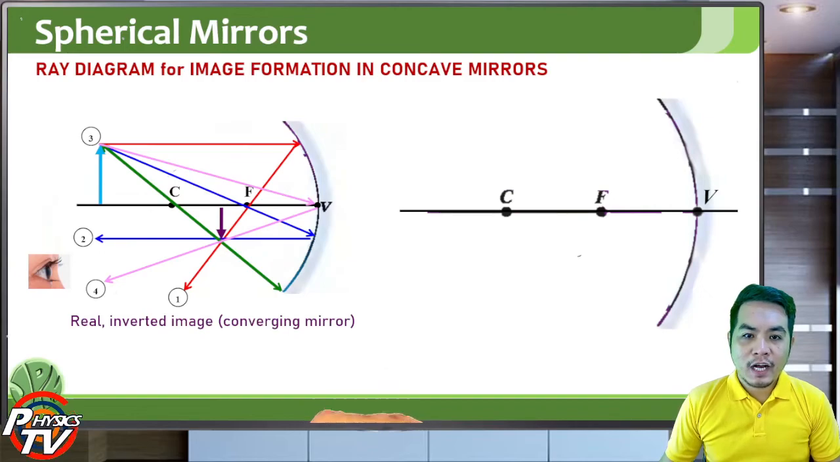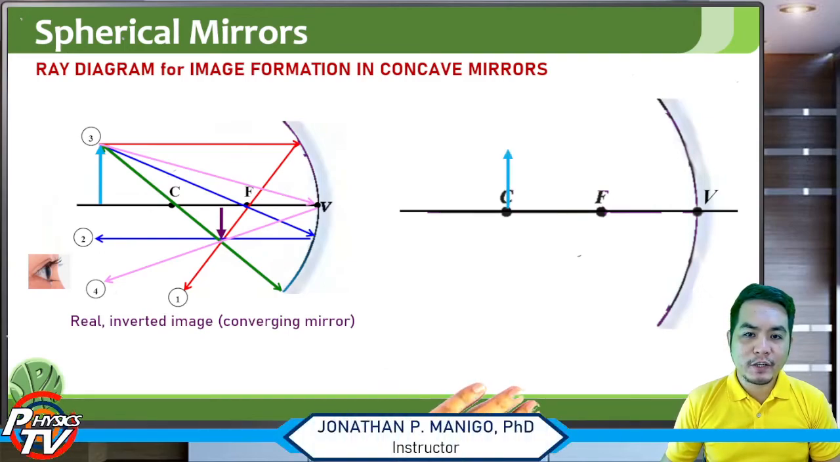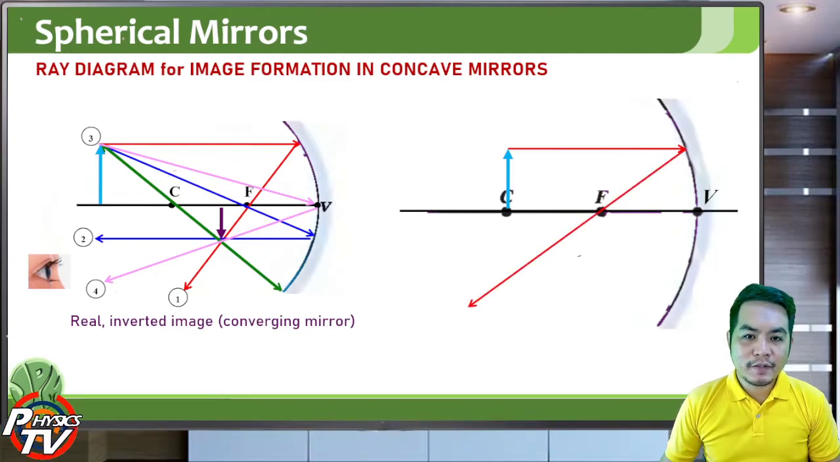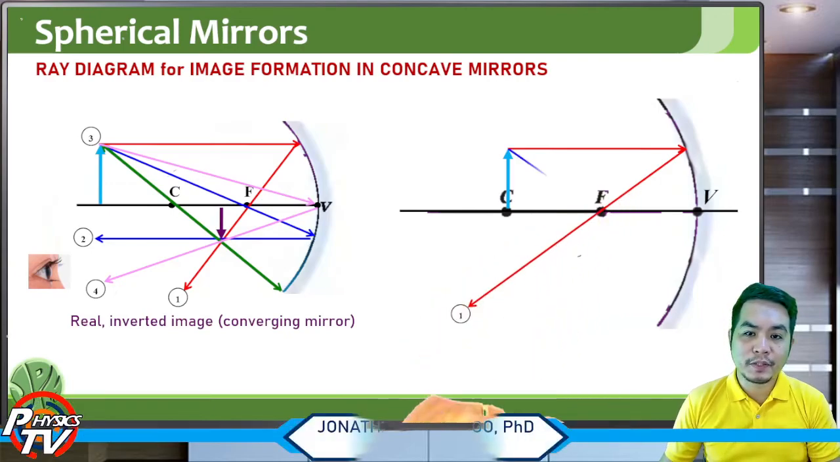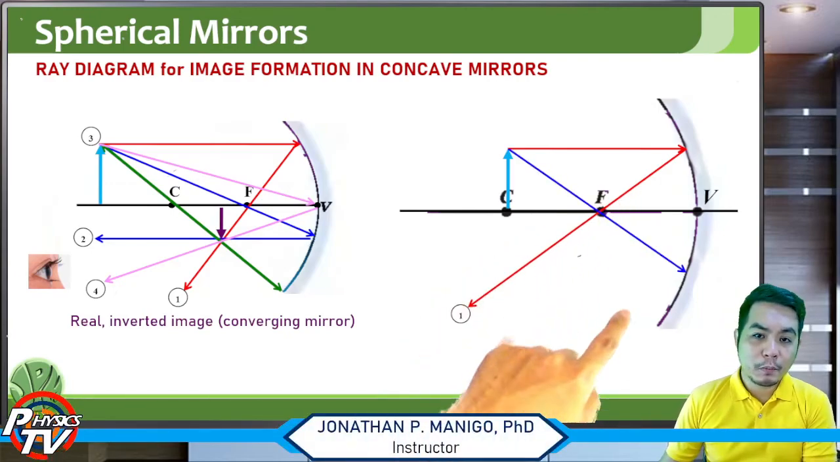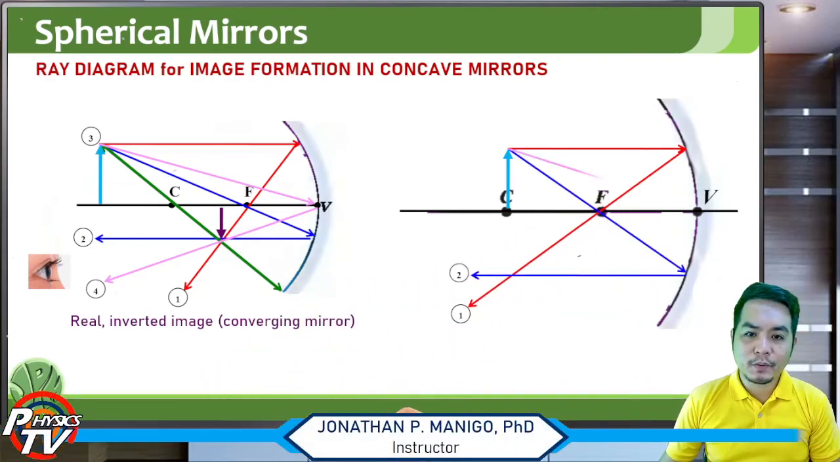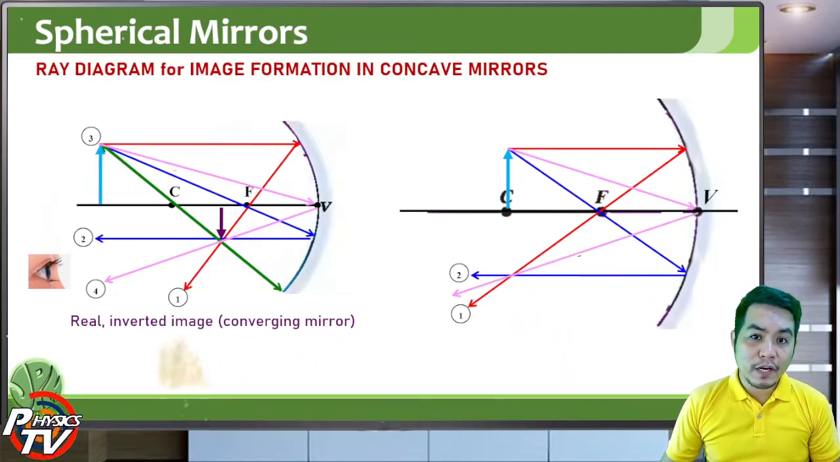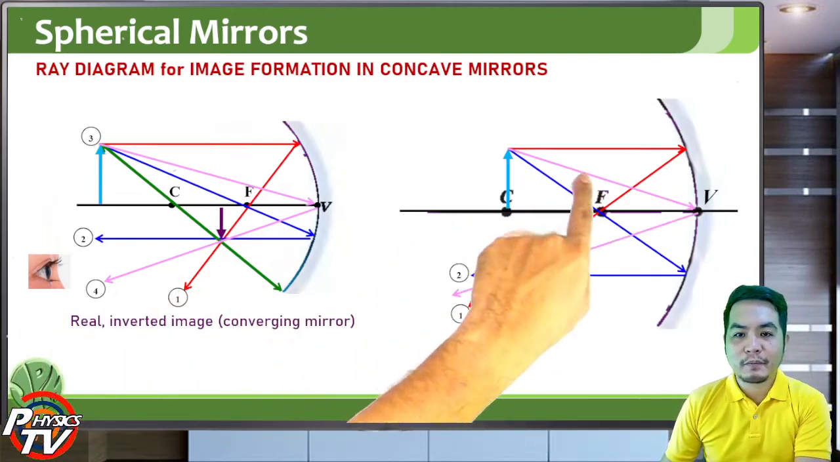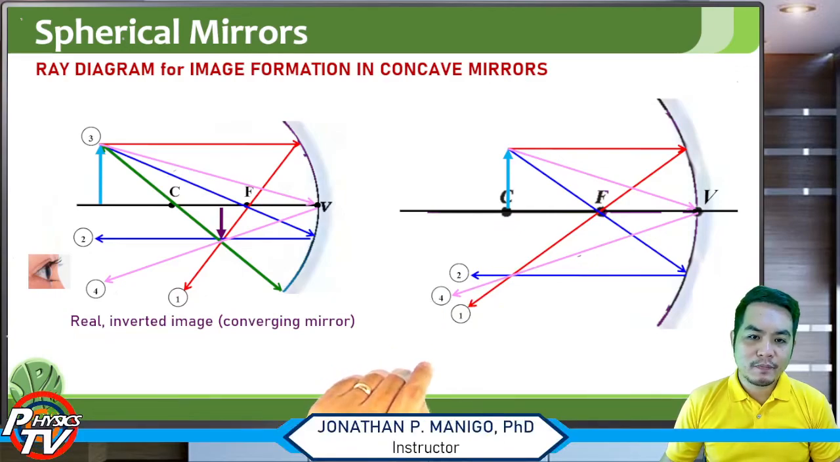Okay. Suppose we have another situation where the object is at the center. So if the object is at the center, this is the first ray, ray number 1. A ray parallel will be reflected passing through the focal point. A ray passing through the focal point will be reflected parallel to the axis, ray number 2. There will be no ray number 3 because it's at the center. Then ray number 4, passing through the vertex, will be reflected according to the law of reflection.